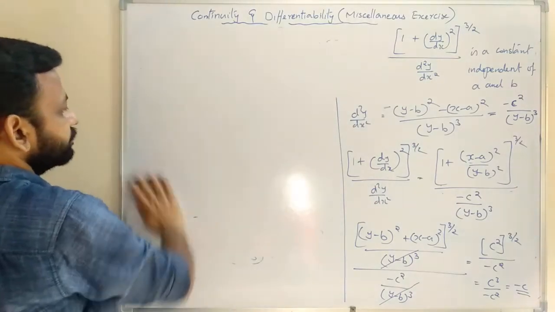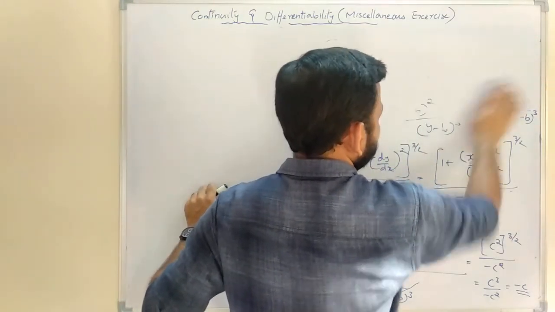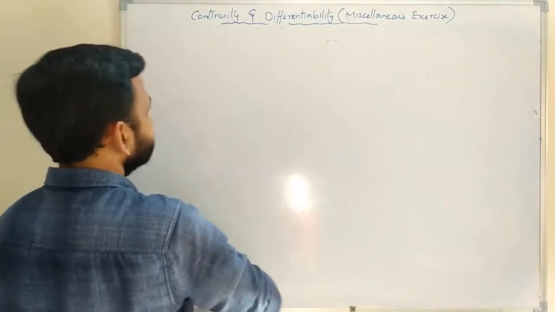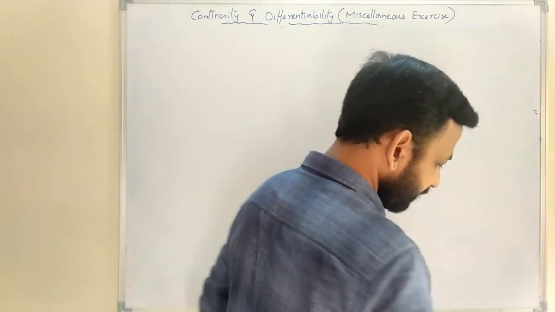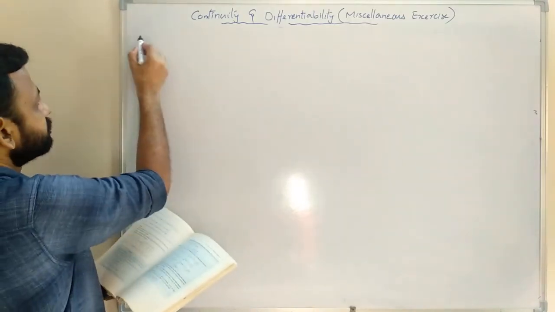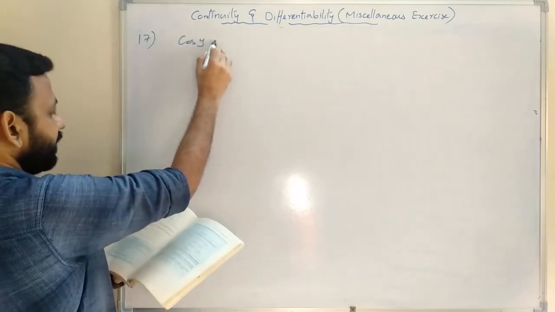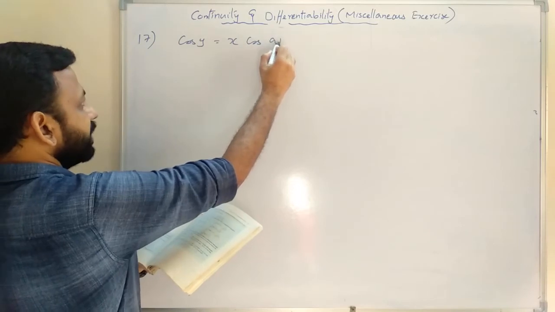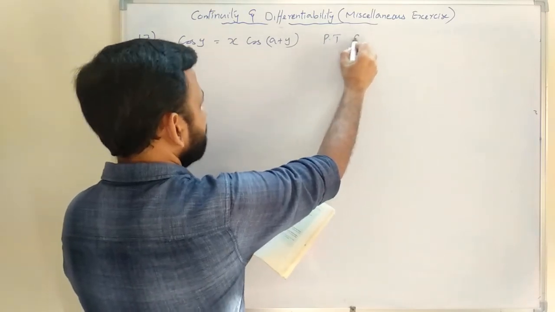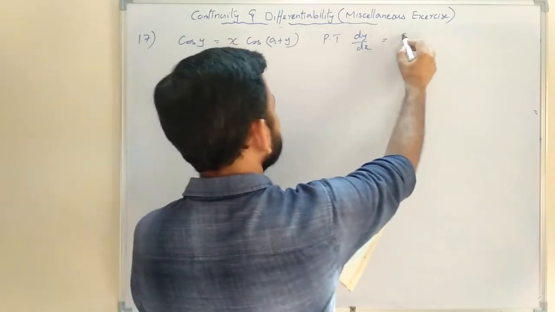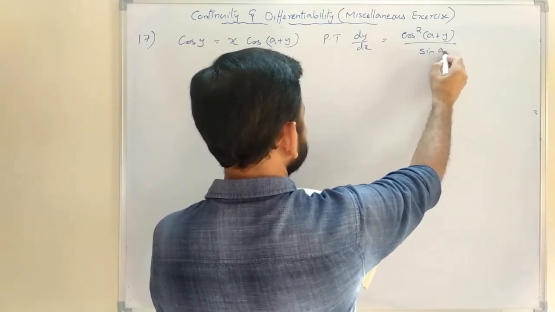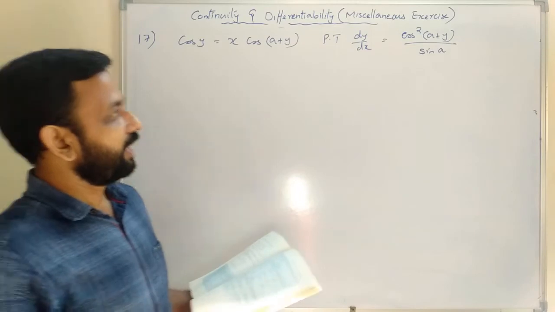Now we will do question number 17. Question: If cos y is equal to x cos a plus y, cos y is equal to x into cos a plus y, then prove that dy by dx equal to cos square a plus y divided by sin a. Cos square a plus y divided by sin a.